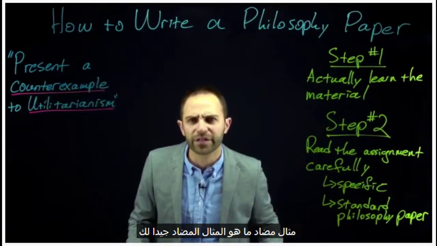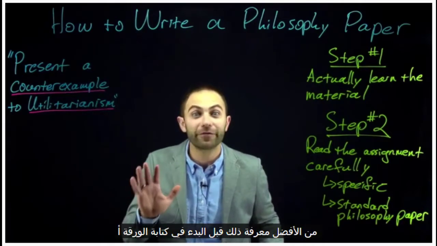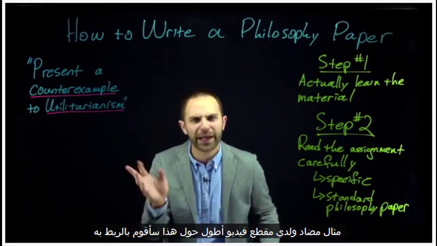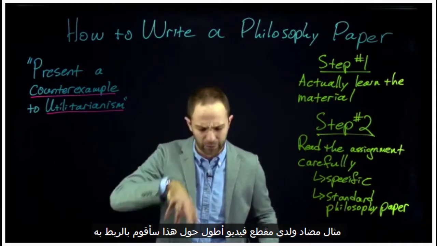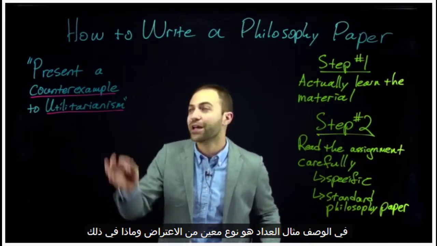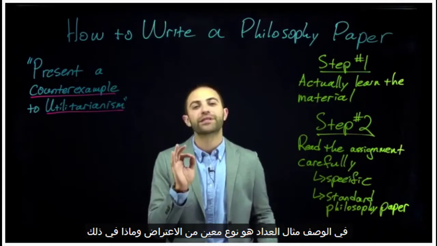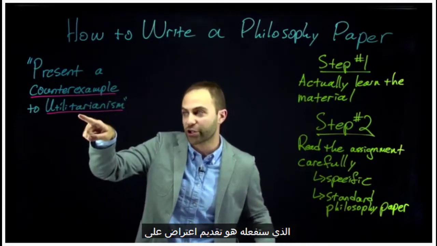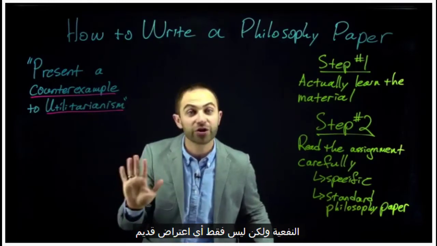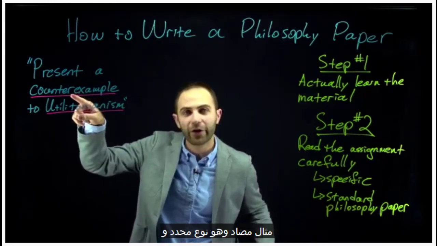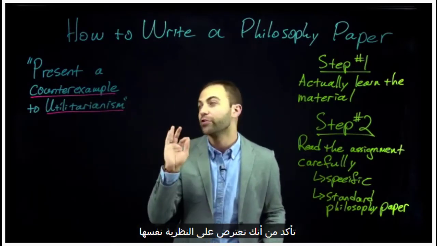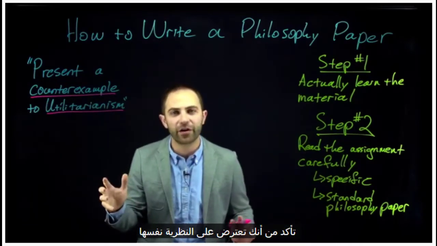What is a counterexample? Well, you better figure that out before you start to write the paper. A counterexample, and I have a longer video about this that I will link to in the description, is a specific type of objection. So what you're going to be doing is presenting an objection to utilitarianism, but not just any old objection, a counterexample, which is a specific type. And make sure that you're objecting to the theory itself, right?